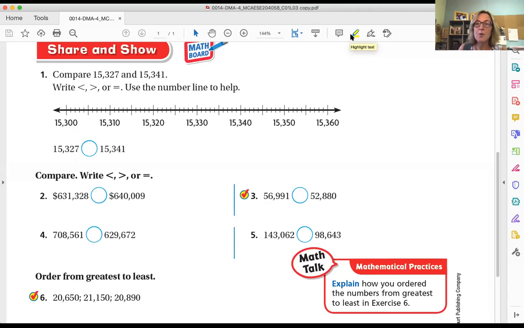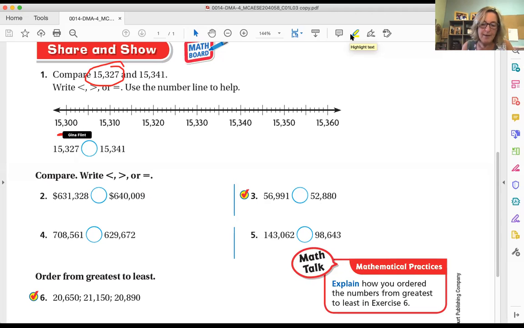All right, so if you go down to the share and show part of the page, it asks to compare 2 numbers and then to use an inequality symbol and a number line to help you. So let's practice reading this first number. And I want you to read it along with me. Here it is right here. It is 15,327.